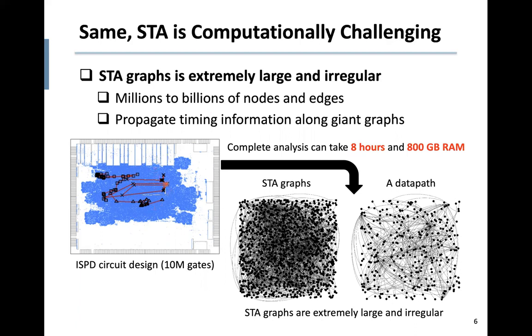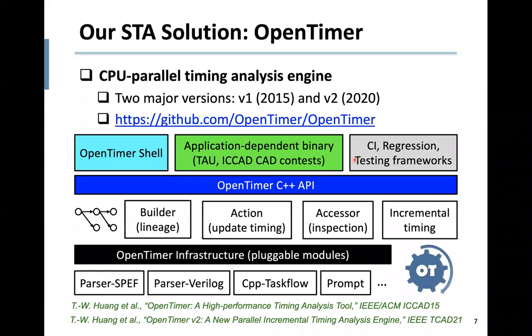Here I'm giving an example of an IBM circuit design released in ISPD, and that comprises 10 million gates. The modeled STA timing graph is very complex, and a signal path, a data path, can span pretty much the entire circuit layout. Completing a full timing analysis on this very large circuit can take more than 8 hours with 800 gigabytes of memory. So we need a computationally efficient algorithm to accomplish the timing analysis.